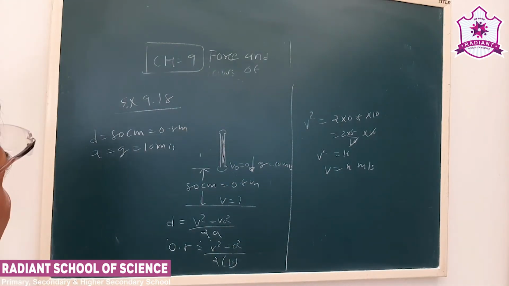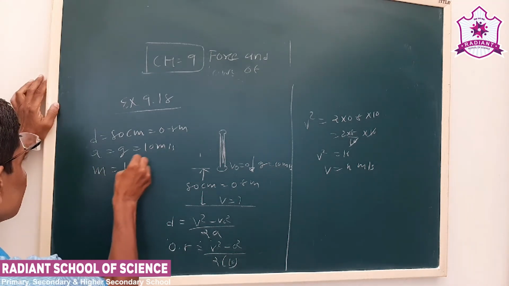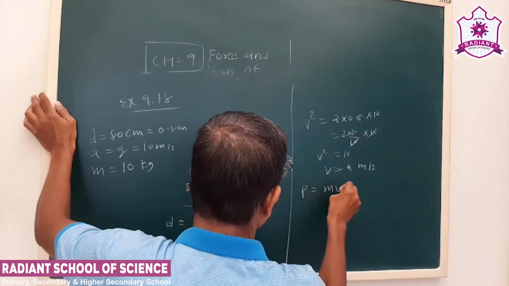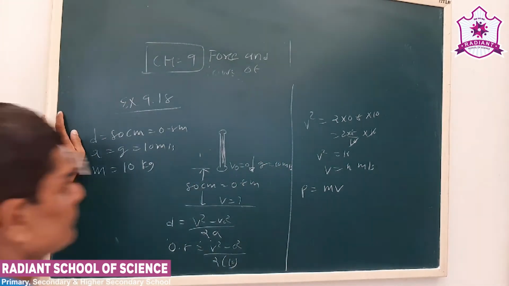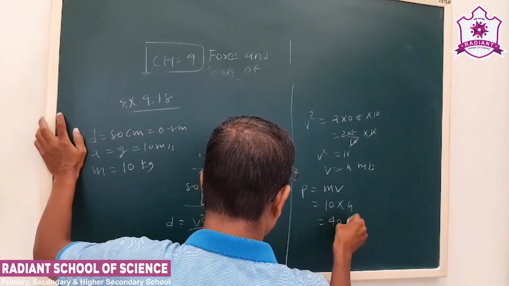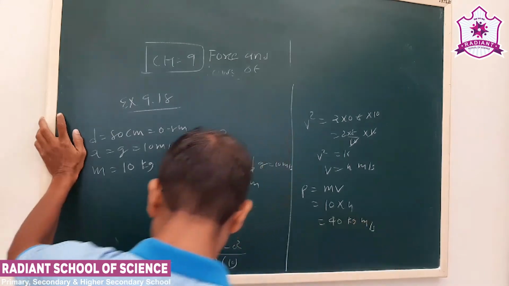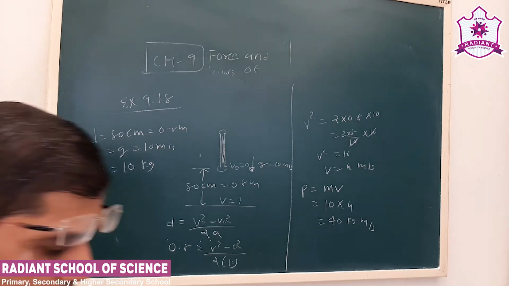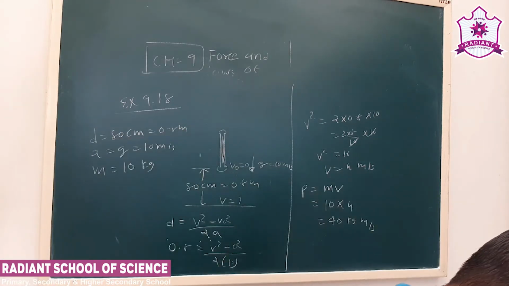Now what is the momentum? Mass is 10 kg. See, momentum transfer will be equal to P is equal to mv. Mass is 10 kg, velocity obtained is 4, so 40 kg meter per second. Okay, so this is about exercise number 9.8.